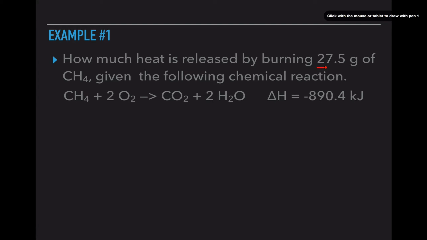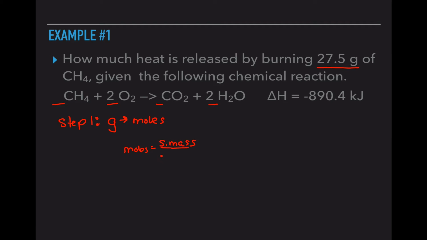So chemical reaction, delta H. Now here's our first problem. This value is in grams. But out in front of our chemical reaction, the coefficients are in moles. So our first step is to convert grams to moles. And you should know how to do this because we've been doing this in my class almost the entire school year. So in order to convert grams to moles, we're going to use moles equals S mass over M mass.